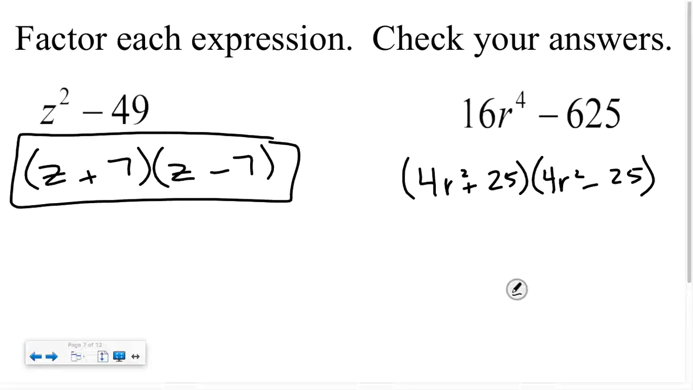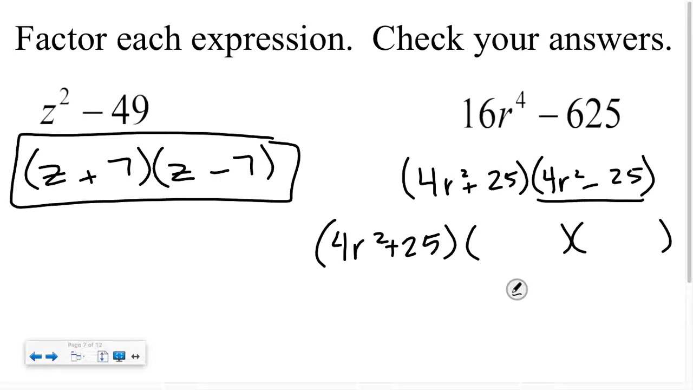Can I do anything else on the insides of those? You sure can. The first one stays 4r squared plus 25. The second set of parentheses, it's a binomial that has a difference. 4r squared, is that a perfect square? Is 25 a perfect square? So I can actually break this set of parentheses down into 2 more. The positive one I won't be able to break down, the negative one I do.